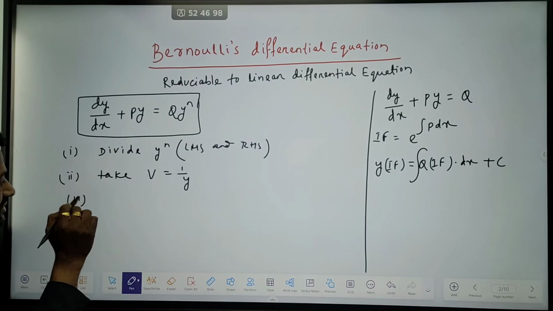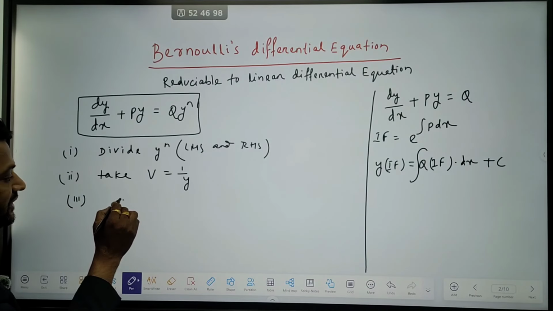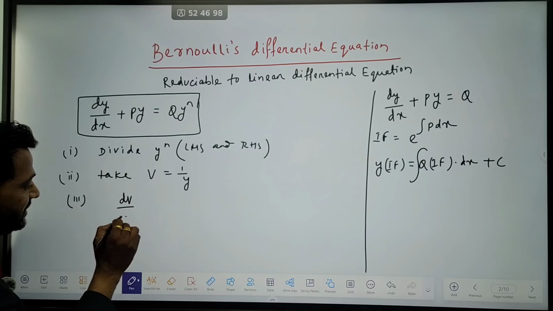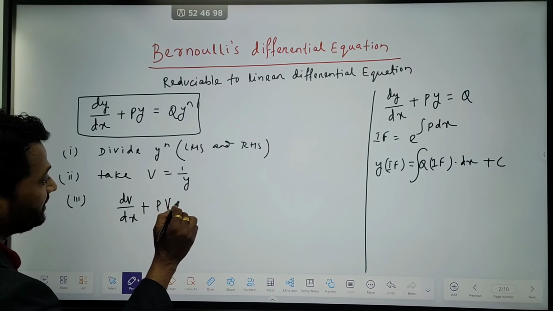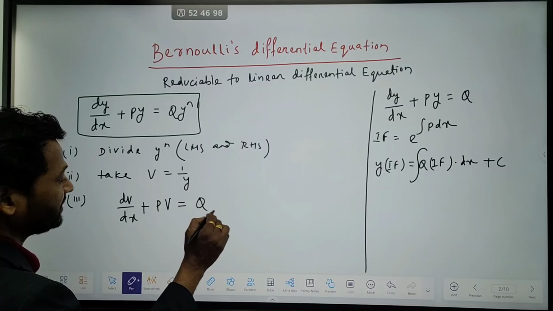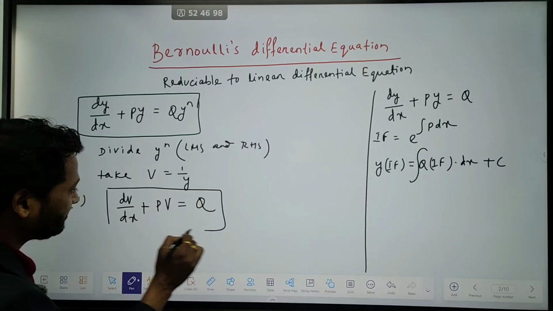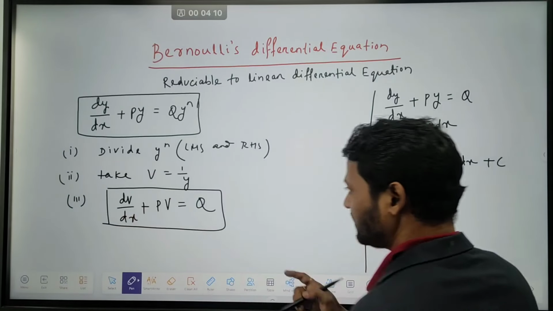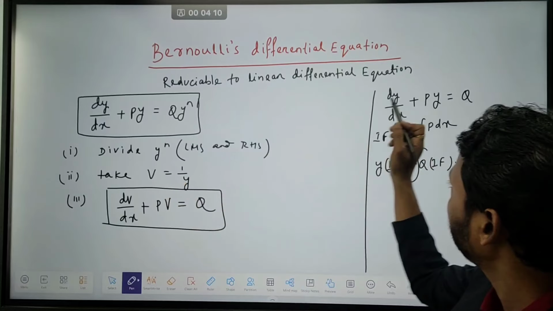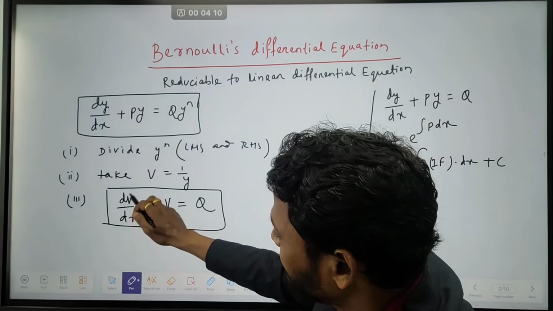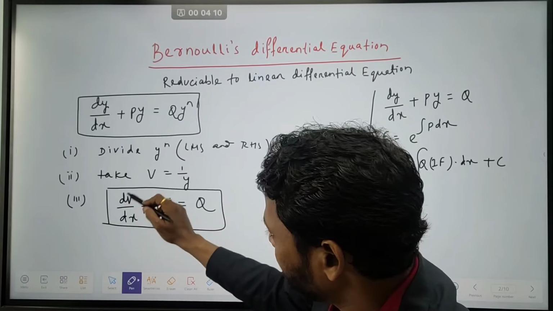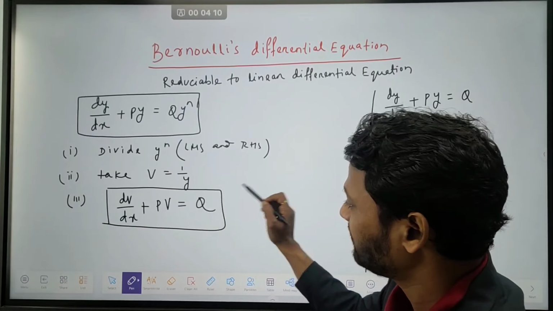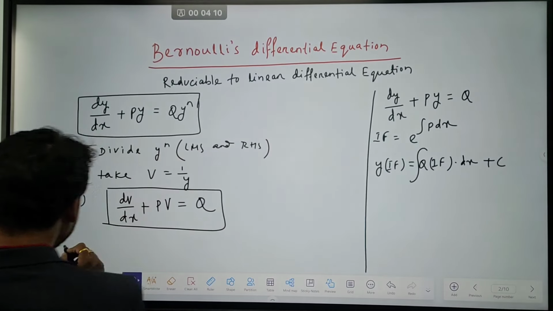And third point is you will get an equation like dv by dx plus p into v is equal to q. So ये देखो compare करो, almost we are getting a linear differential equation. Here I have taken y, here we get v. So मतलब by solving this we can get this kind of equation dv by dx plus pv equal to q. Then we can easily get the solution.